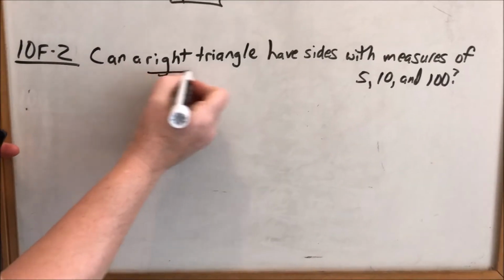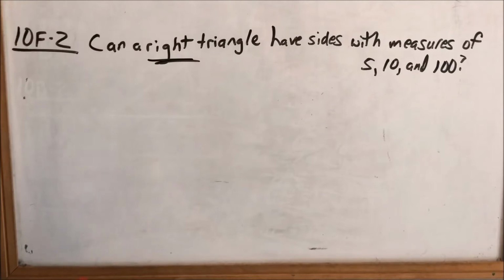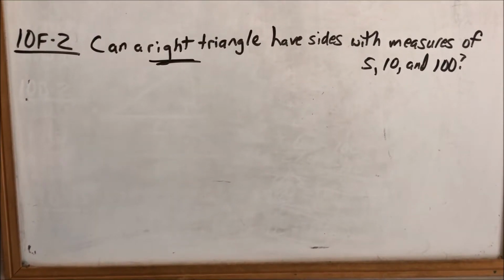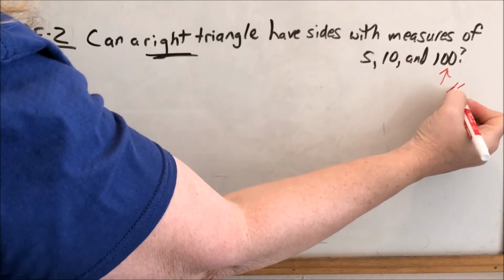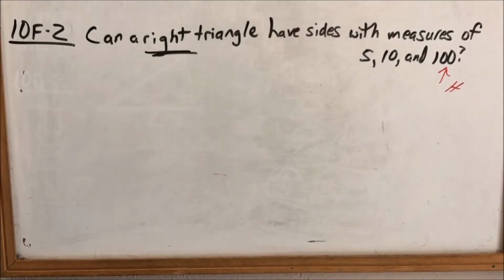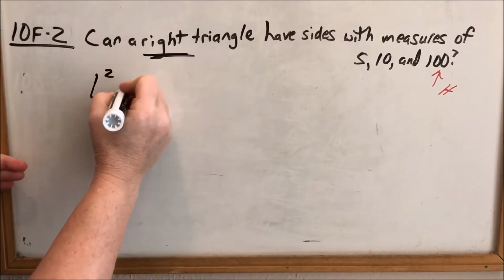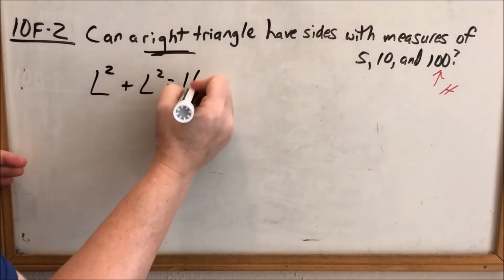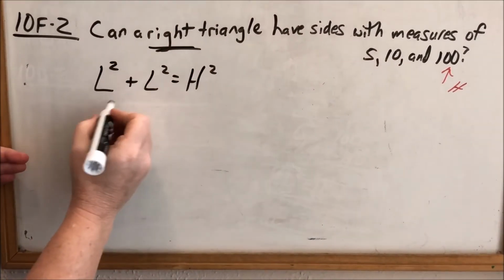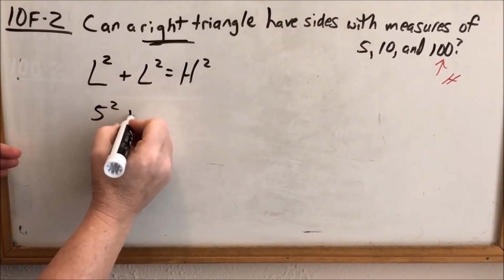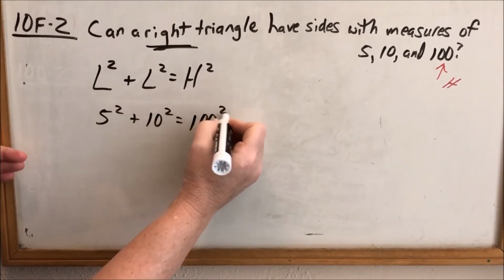All right, let's go to 10F2. Can a right triangle have sides with measures of 5, 10, 100? Well, which one would be our hypotenuse? The longest side. The longest one, the largest one, is always your hypotenuse. So, right triangle, you can only use Pythagorean Theorem for right triangles. So that means 5 and 10 represent our legs. So that means you have 5 squared plus 10 squared equals 100 squared.